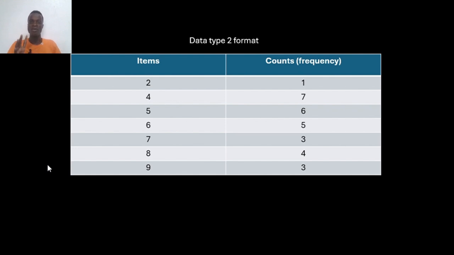But if you have the total number of items to be an even number, then you are going to have two items in the middle, and with those two items in the middle, you have to find the average of those two items. So the two items together divided by 2, that will be the average.